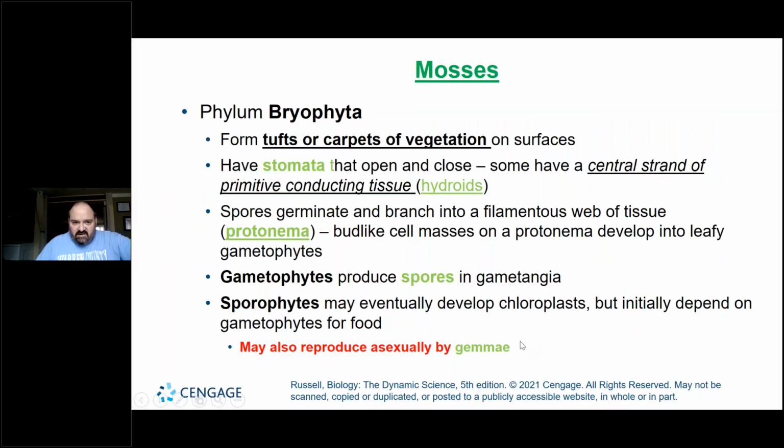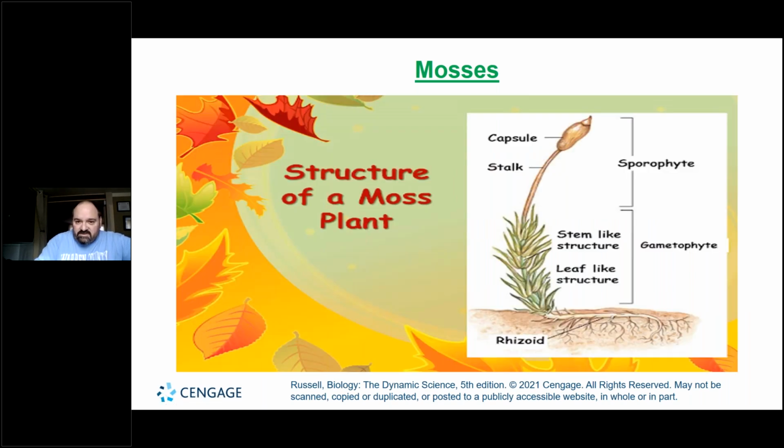Okay, so again, these are all non-vascular. Some have a central strand of primitive conducting tissue, but it's really not the same as the xylem and the phloem, okay? They can also reproduce asexually by gemmae, as well as the liverworts, okay?